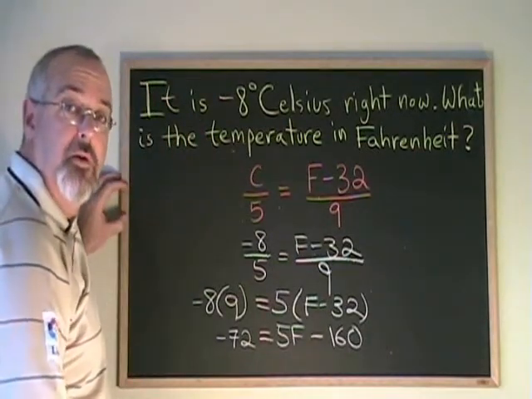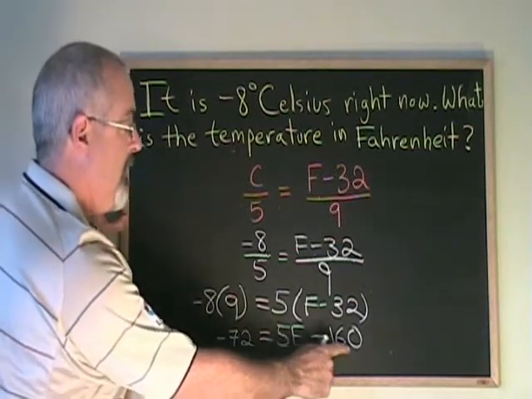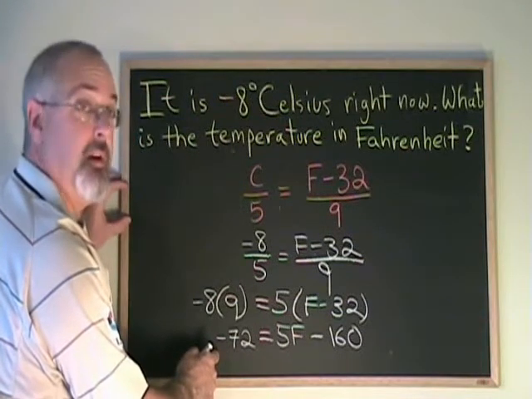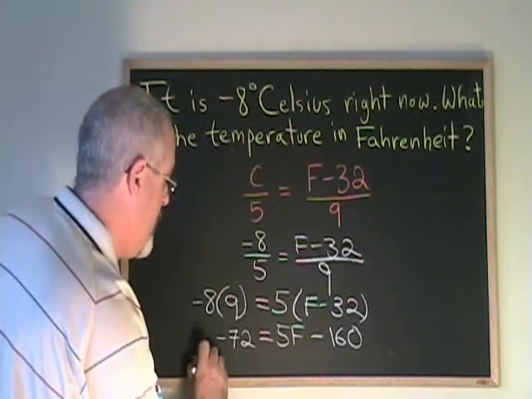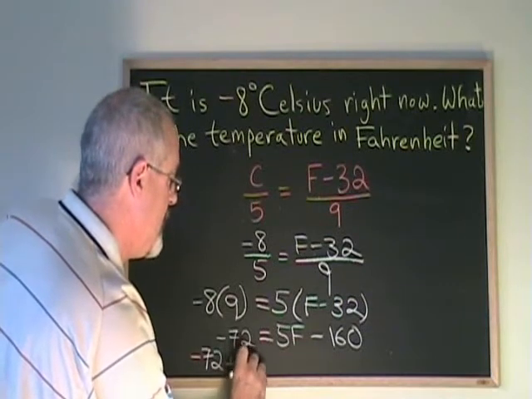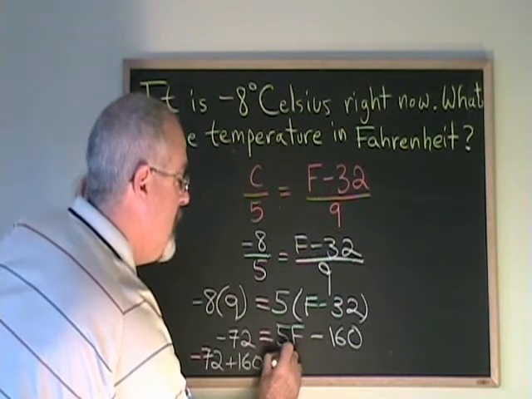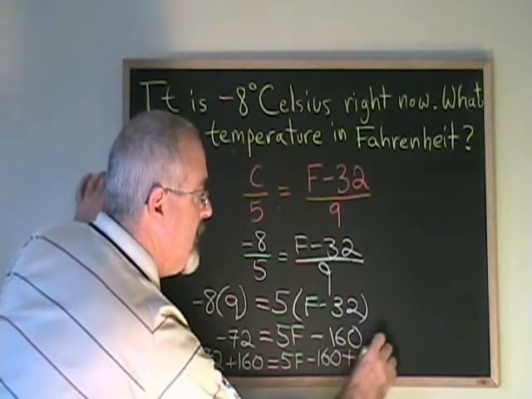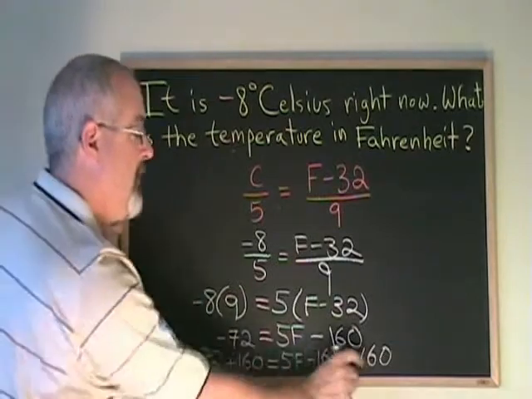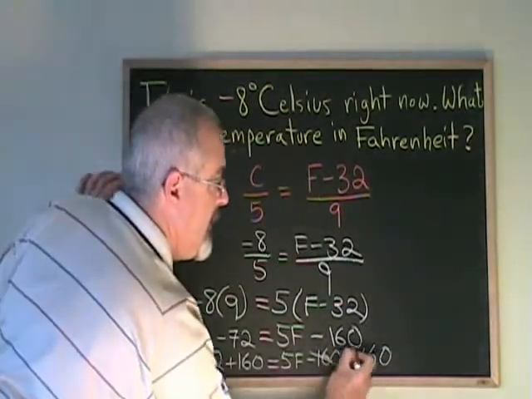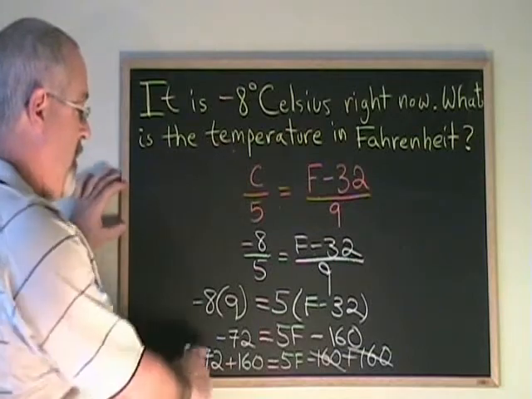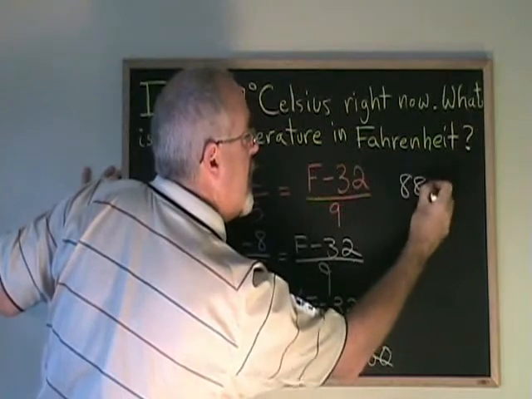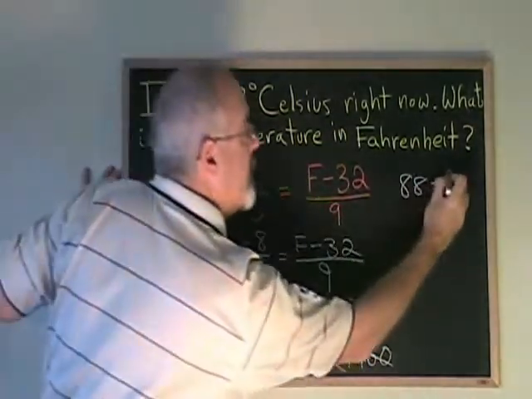Now, using my usual algebra skills, I'm going to move the minus 160 to the left of the equals. I am going to add 160 to both sides. I get minus 72 plus 160 equals 5F minus 160 plus 160. I have added 160 to both sides. These cancel, and I end up with minus 72 plus 160, which is equal to positive 88, equals 5F.